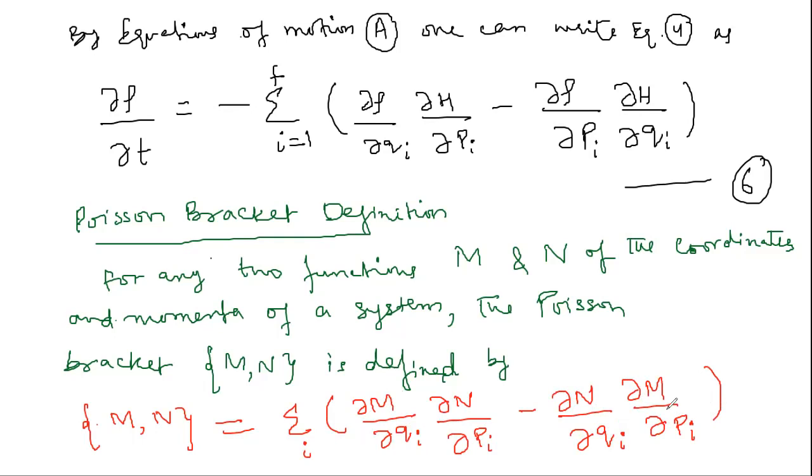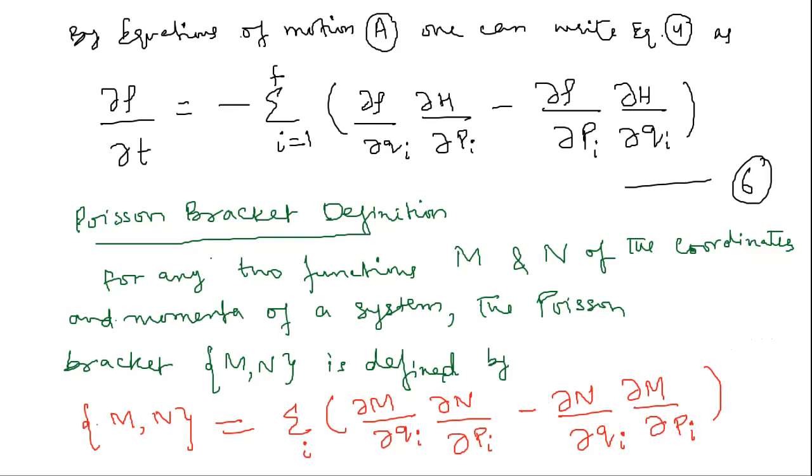It is understood that the summation is taken over all the degrees of freedom of the system. It is actually self-explanatory, still I will explain it. So how do we define the Poisson bracket? We have some system having f degrees of freedom, specified by generalized coordinates and generalized momenta. Then there are two functions, m and n, which are functions of coordinates and momenta of the system. Then the Poisson bracket is written in curly brackets, m comma n.